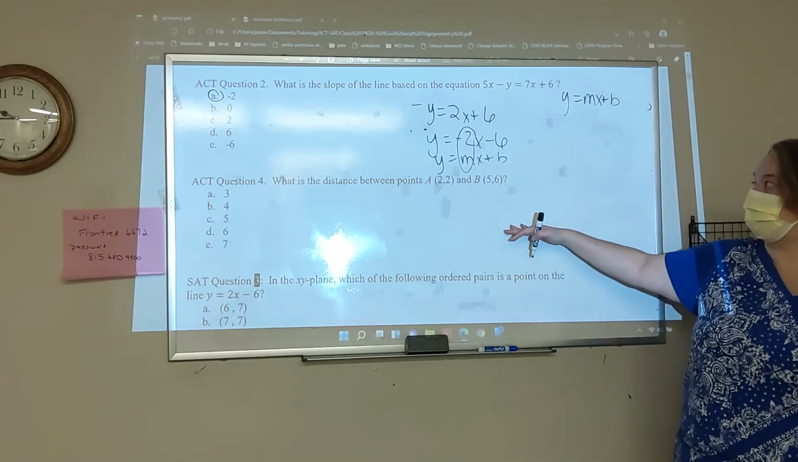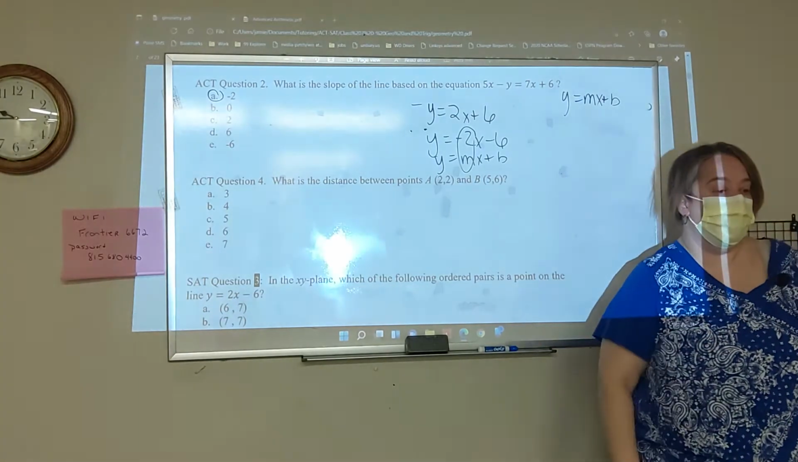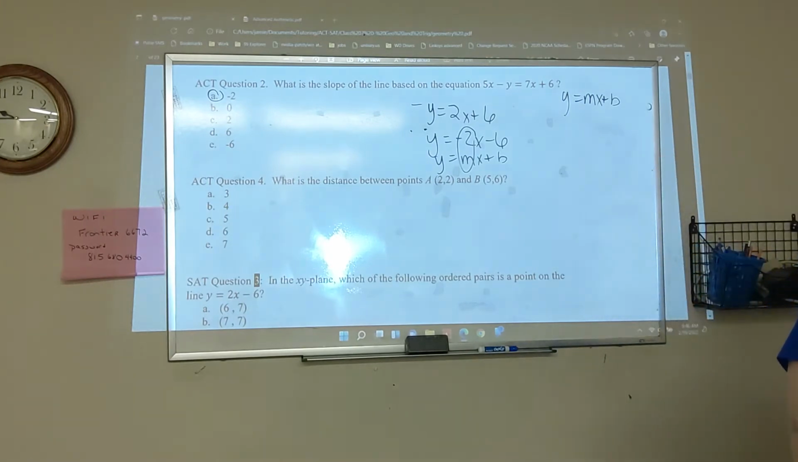All right, number 4 right below it is yours to do for homework. It's finding distance. So just apply your distance formula.